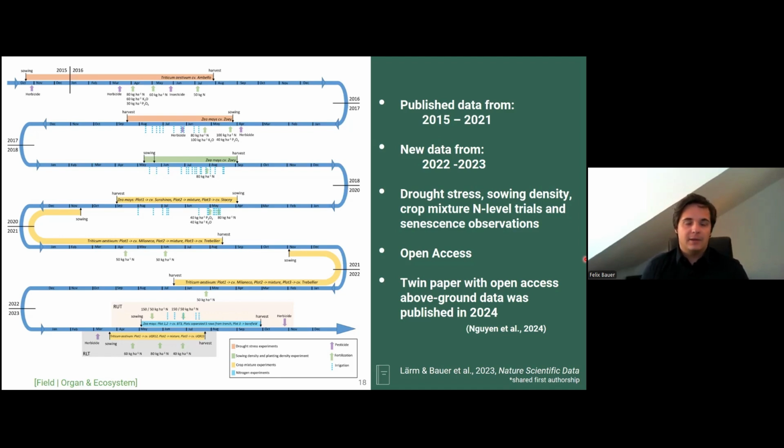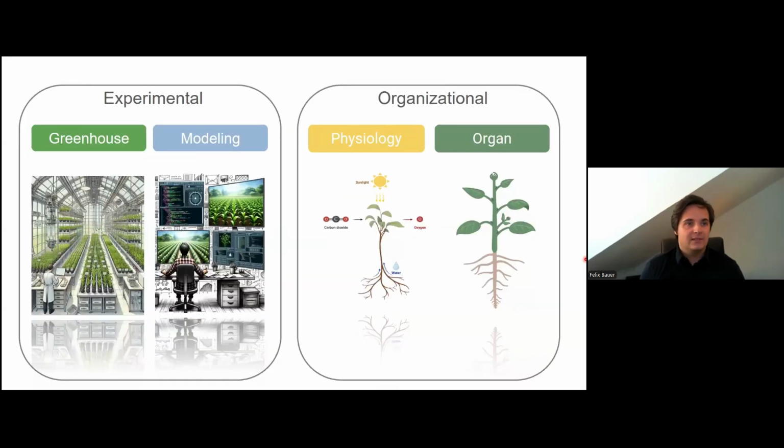Okay, so this was basically the experimental field scale that I presented so far. Now we are switching the experimental scales a bit from the field to the greenhouse and to the computer, or inside of the computer, to do some in silico plant analysis. And also we dive a bit deeper into the plants by not looking at ecosystem scale anymore, but looking at the organ scale, so the structural organization of plants and the physiological aspects.